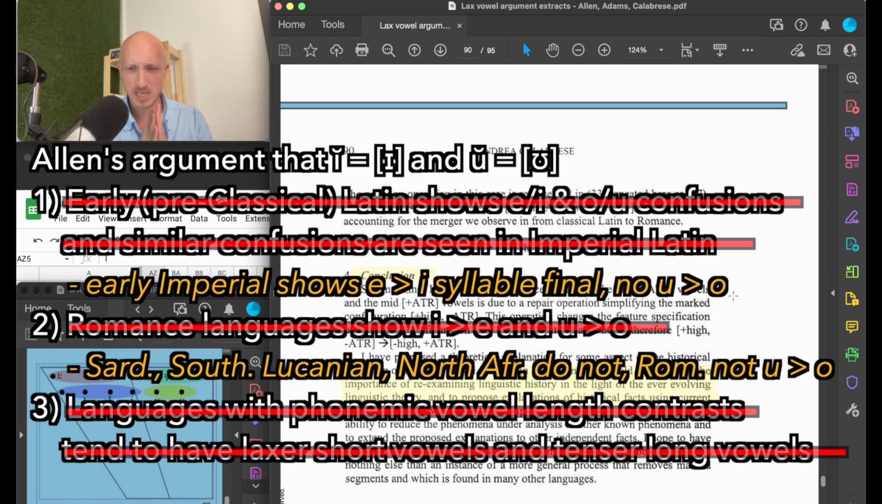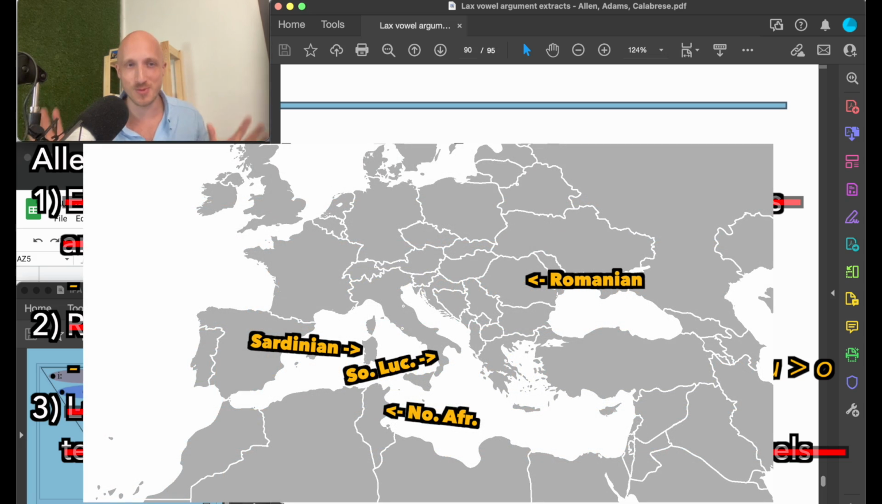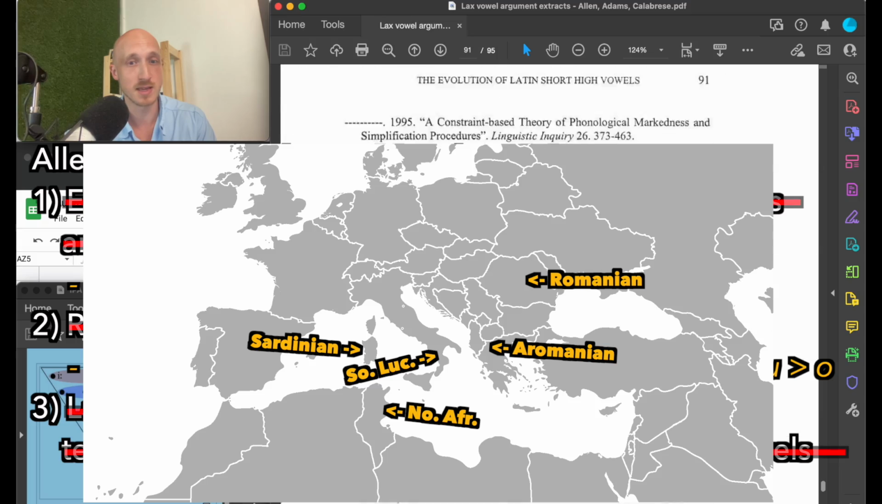And keeping in mind that going from I to I 3 times and U to U 4 times in half of Romance languages, just by counting the numbers of languages, we can even add another one, Aromanian, and we start to really dwarf the number of languages over in Western Romance. It becomes linguistically implausible. It's not the simplest explanation.